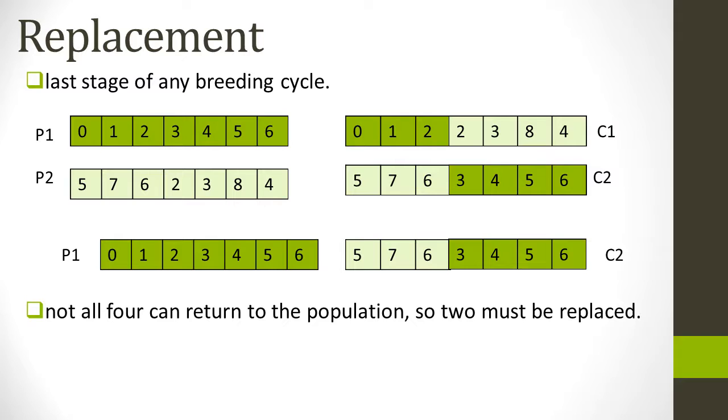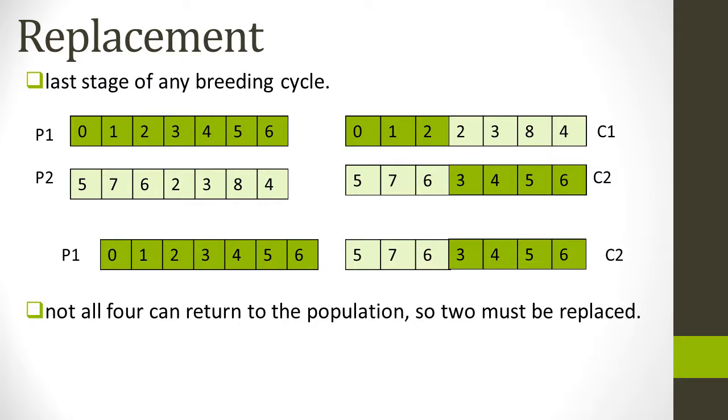Replacement is the last stage of any breeding cycle. Two parents are drawn from a fixed size population. They breed two children, but not all four can return to the population. So, two must be replaced. That is, once offsprings are produced, a method must determine which of the current members of the population, if any, should be replaced by the new solutions.